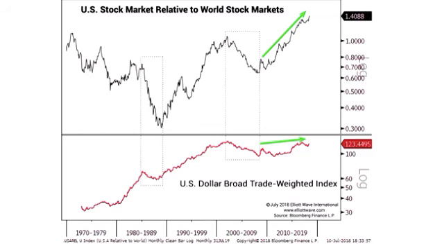Both of these graphs show U.S. stocks and the dollar moving mostly higher over the past decade. What the casualties will be after a change in these trends speaks for itself.